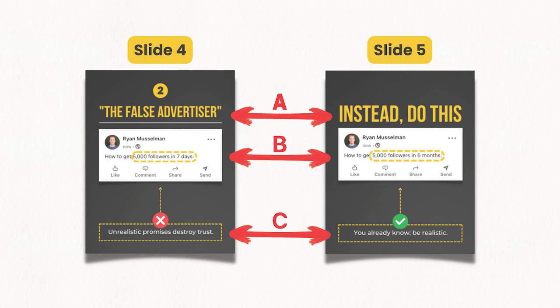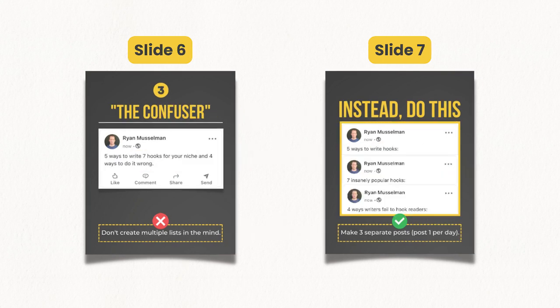So number 2, the false advertiser, instead do this, right? No one wants to be seen as a false advertiser who says you can get 5,000 followers in 7 days. But if they read your content and they say you can get 5,000 followers in 6 months, okay, you're being more realistic. You're not tapping into any type of fear in a way that is unethical or unrealistic.